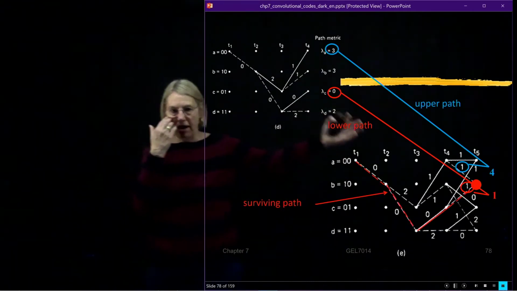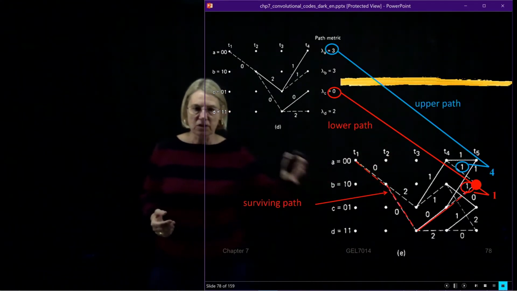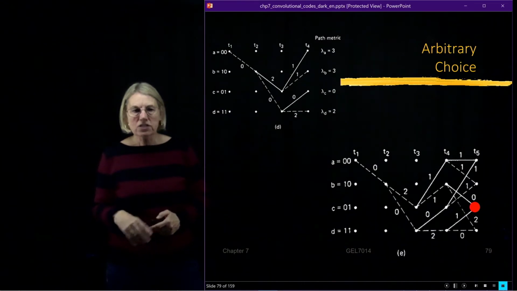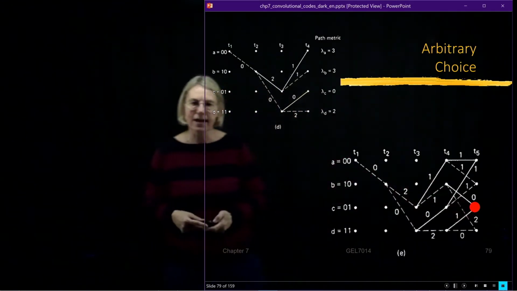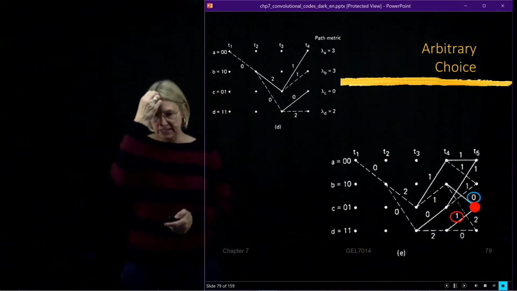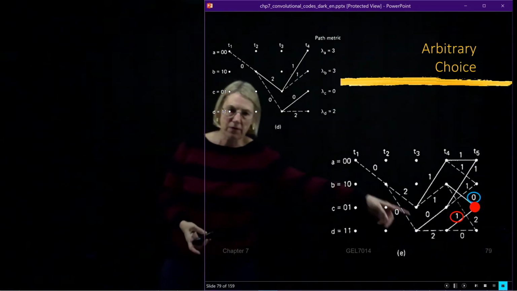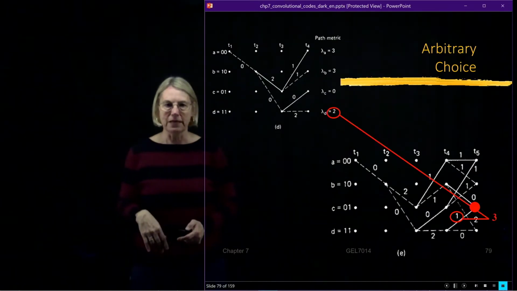And again, I compare 4 and 1. Clearly, the lower one is smaller. I keep the lower one, and I prune out the higher one. Now let's look at what happens on this particular example when we're looking at state C at time 5. And at state C, we have two possibilities. The upper path has a branch metric of 0. The lower path has a branch metric of 1. And the upper path came from state B.